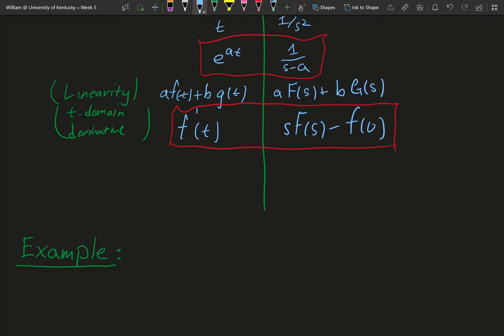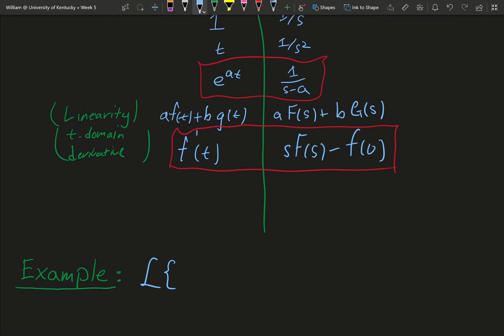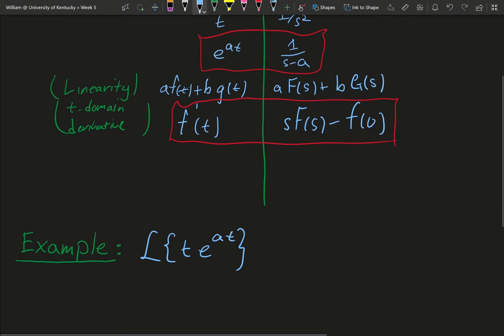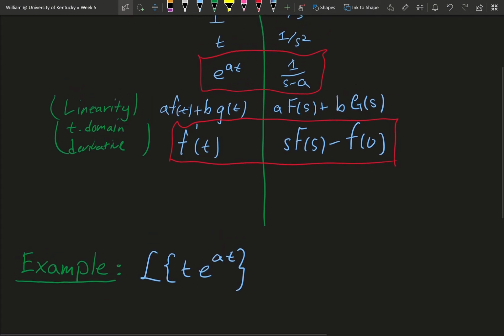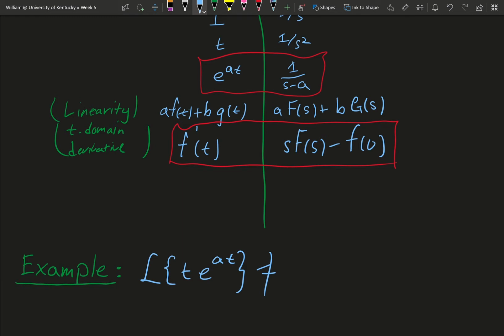So let's look at another example. We know what the formula for t is. We know what the formula for e to the at is, but what happens if we do something like this? We take the product of the two. One thing to note, the answer is not going to be just the product of the things. We might be able to add solutions together, but we cannot multiply together solutions.